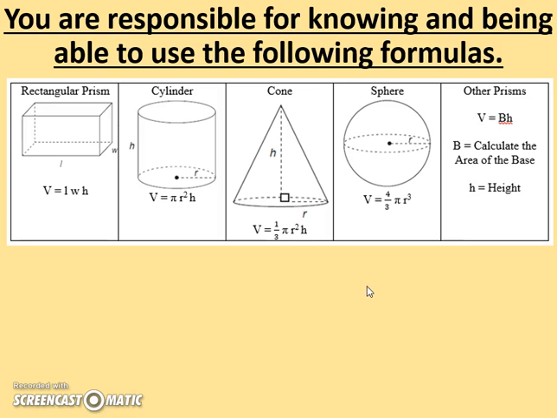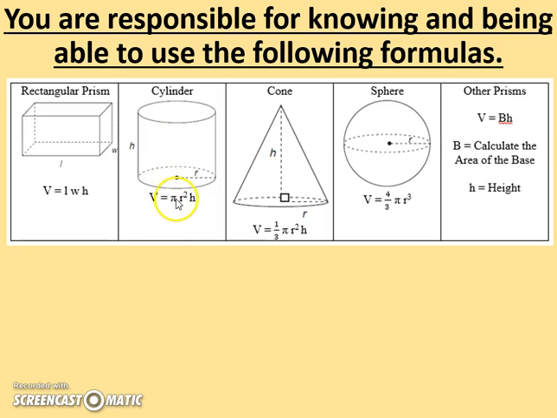You are responsible for knowing and being able to use the following formulas: a rectangular prism, a cylinder, a cone, a sphere, and any other prism, which is just calculated by the area of the base times the height. Our focus will be on these four, however. So to calculate the volume of a rectangular prism, you must multiply length, width, and height. Length times width times height.